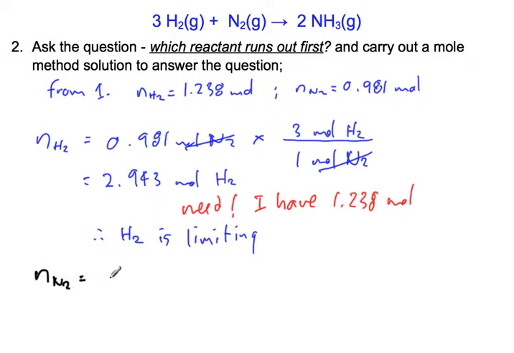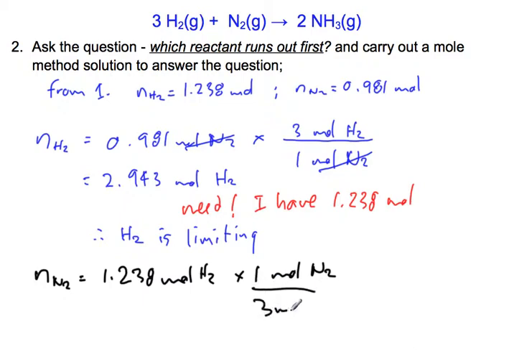nitrogen do I need? And so how much nitrogen, number of moles of nitrogen equals the molar amount of hydrogen, 1.238 moles H2 times an equation factor, which is going to be 1 mole nitrogen divided by 3 moles of hydrogen. Hydrogen divides out, and I get 1.238 divided by 3 equals, well, it equals 0.413 moles of nitrogen.